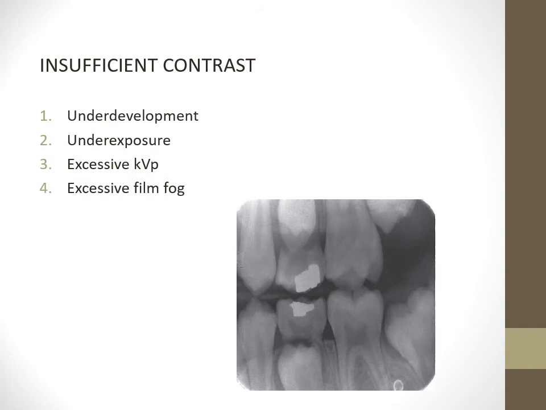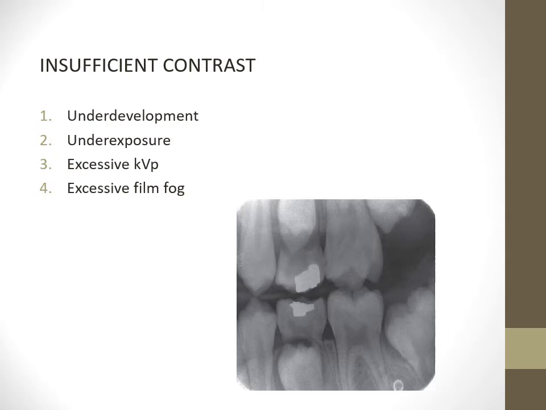Next is insufficient contrast. I said contrast means it should appear white and black. White is radiopaque, black is radiolucent. When you see a radiograph, you should be able to see a sufficient amount of contrast, and the density has to be good. With insufficient contrast, we are not able to appreciate the details.